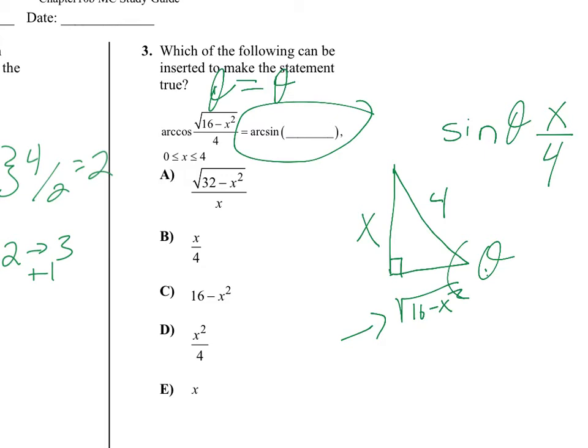If I put x over 4 in here, then my little triangle, the angle whose sine is x over 4, is theta. So now I have theta equals theta. So my answer is x over 4.